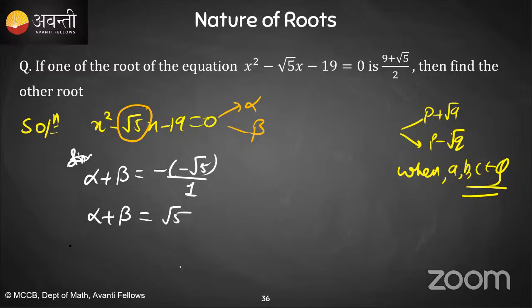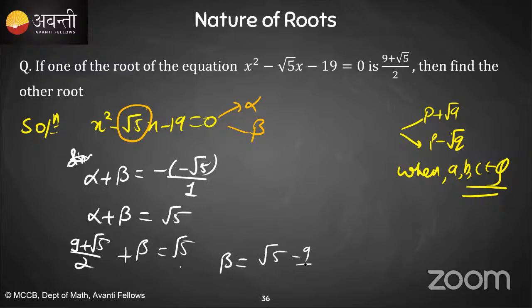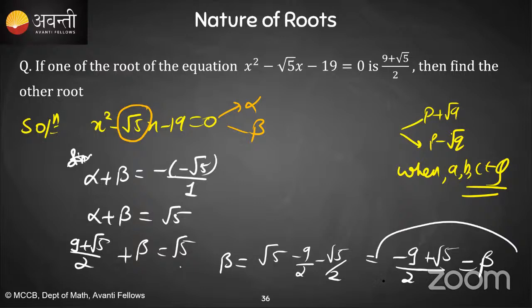तो अल्फा है, लेट अल्फा को मान लो (9 + रूट 5)/2, प्लस बीटा इज इक्वल टू रूट 5. सो बीटा क्या आ गया? देखो बीटा क्या आ गया? रूट 5 माइनस (9 + रूट 5)/2. क्या आ रहा है ये? (-9 + रूट 5)/2. ये आ रहा है अनदर रूट. दिस इज योर बीटा. दिख गया?